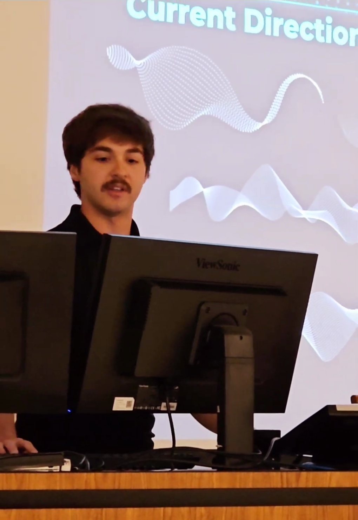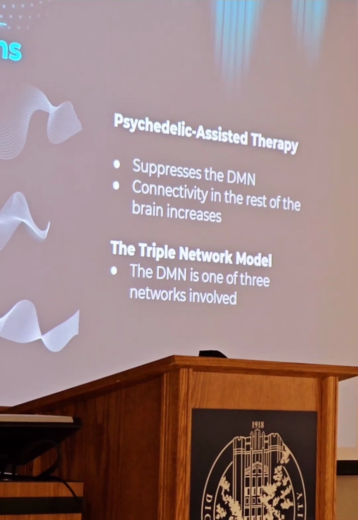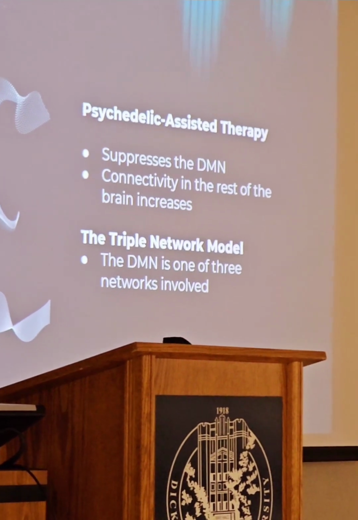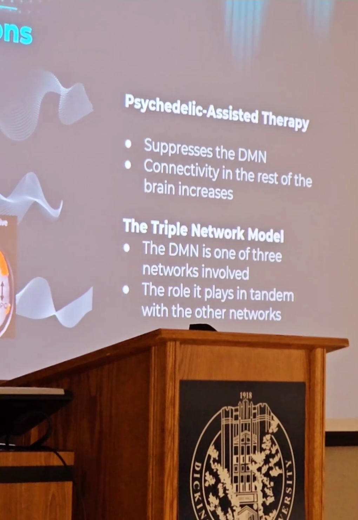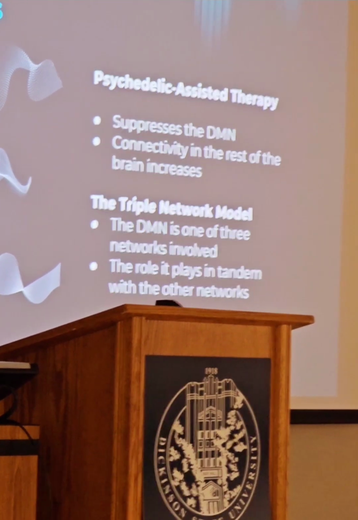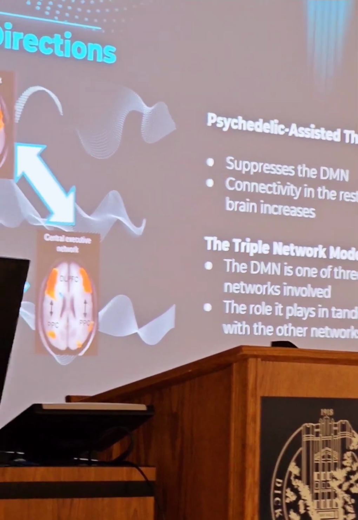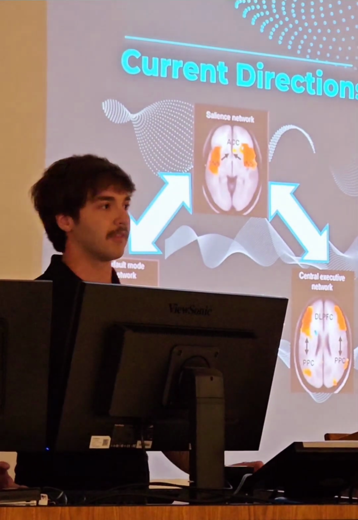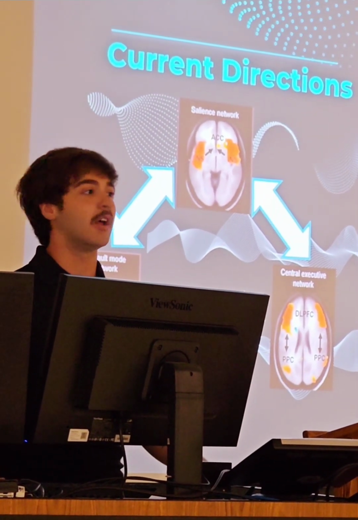The next part is the triple network model, where the DMN is actually just one of 3 networks involved in the way that we use our attention to guide ourselves in our world, alongside the previously mentioned central executive network and the salience network. If you would like to find out more about this, I am going to be presenting a poster on this after the first round of oral sessions, and I'll be happy to answer any questions and teach you more about it.